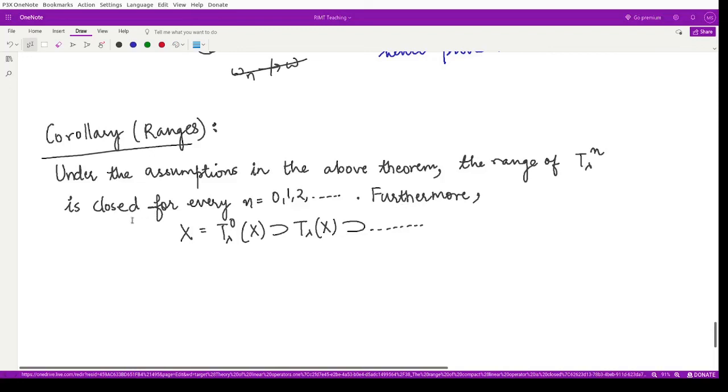This is one result. And moreover, the normed space X, that is T lambda 0 of X, contains the ranges of T lambda X and so on. So this is the result. I hope you understood this theorem. This is lengthy, but however the logic is quite simple.